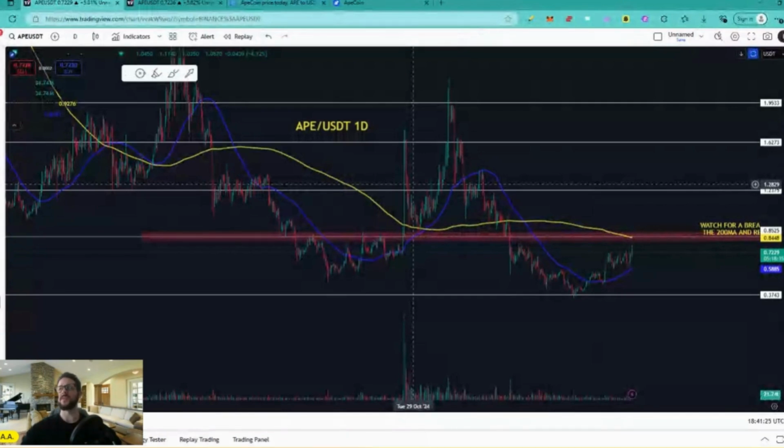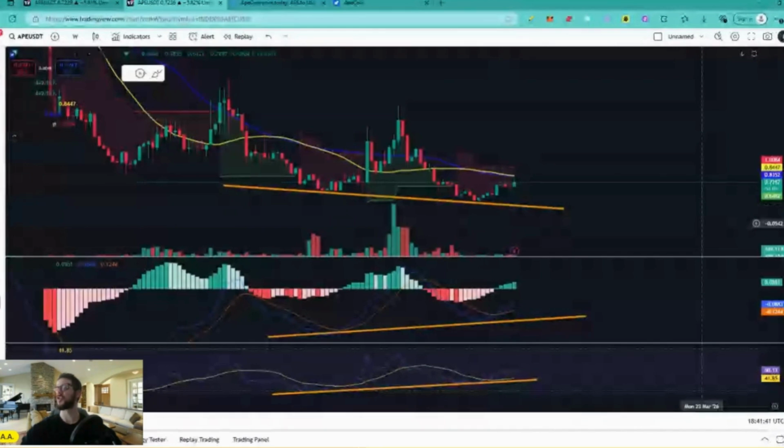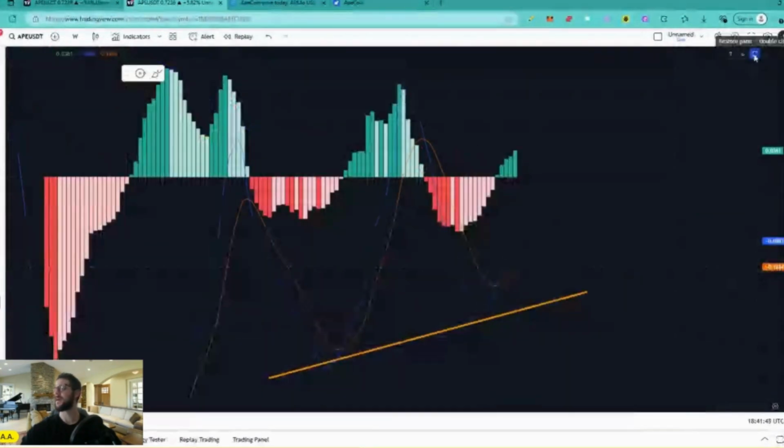If we take a look at the weekly chart, we are looking at Ape over USDT, weekly chart on Kraken. We see that things look really bullish. We have a bullish divergence going on the weekly chart, both on the MACD and the RSI. So things look amazing when it comes to the weekly chart.